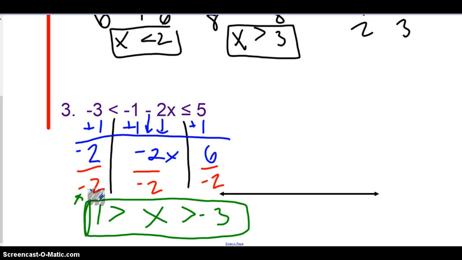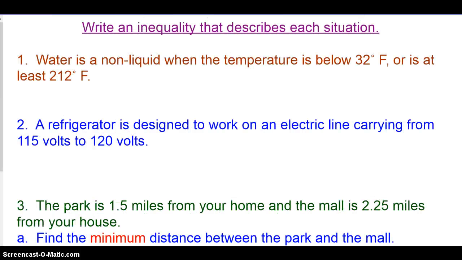1 is greater than x, which is greater than negative 3. So I put a negative 3 here. I put a 1 here. Circle them both. Do I color either in? I do not. So I've got x is in between negative 3 and 1. Can it be negative 3? No, because it's not filled in. Alright, so that's solving. You're going to do several solving on your own.